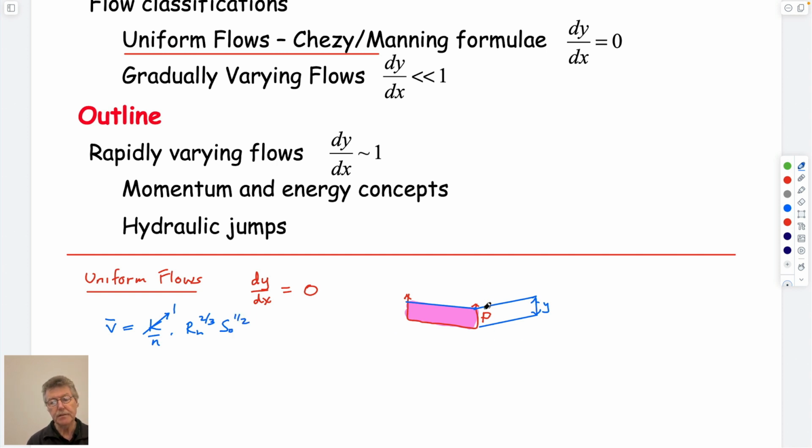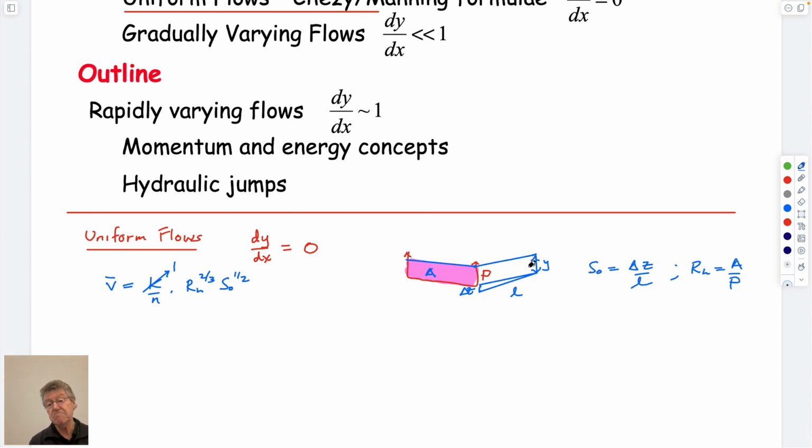So the slope is delta Z over L. And hydraulic radius is just the area over the perimeter. So this is the cross-sectional area here. So it's formulaic. It requires that as we go downstream, it keeps the same depth. Nothing changes as it goes downstream. Constant slope. And in that particular case, the change in depth with length is 0.